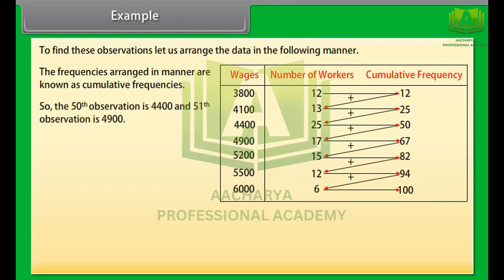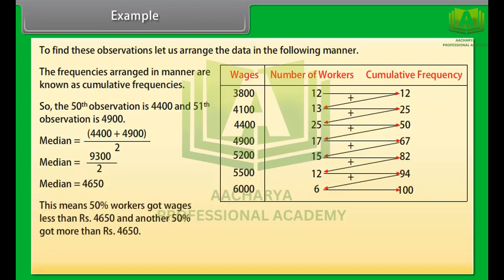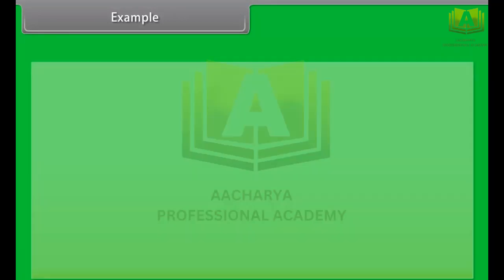So, the 50th observation is 4400 and 51st observation is 4900. Median is equal to (4400 plus 4900) by 2. Median equals 9300 upon 2. Median is equal to 4650. This means 50% workers got wages less than rupees 4650 and another 50% got more than rupees 4650.